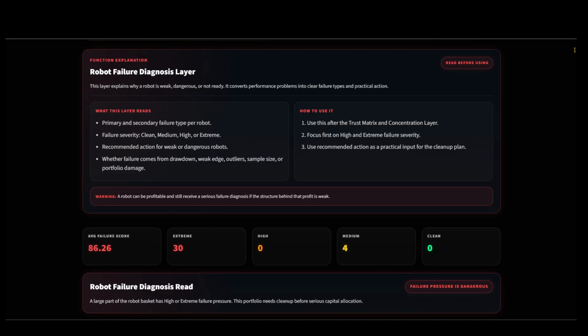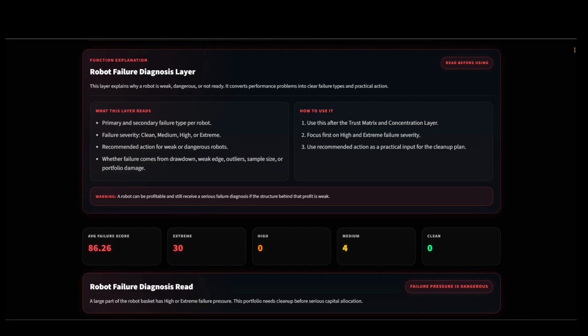And immediately, the framework detects very heavy failure pressure across the basket. We can see an extremely high average failure score, a very large amount of robots classified under extreme failure severity, almost no structurally clean profiles, and a portfolio-wide warning that serious cleanup is required before meaningful capital allocation becomes realistic. And this changes the entire perspective of the workflow, because now the system is no longer asking, which robots made money? Now it asks, which robots are structurally dangerous even if they produced profit? And that is a very different type of analysis.